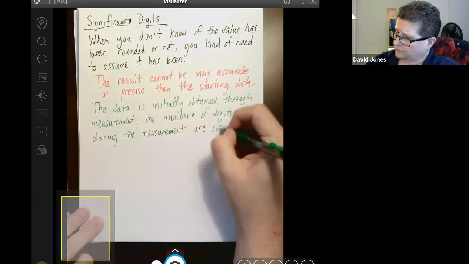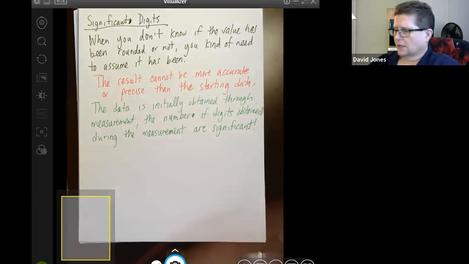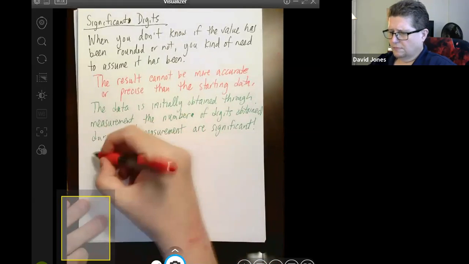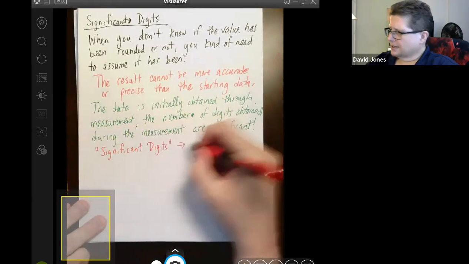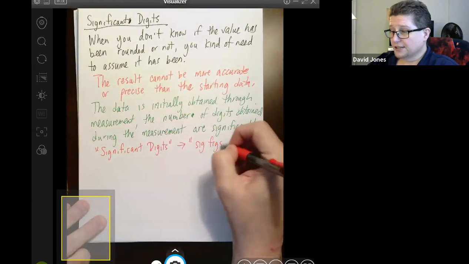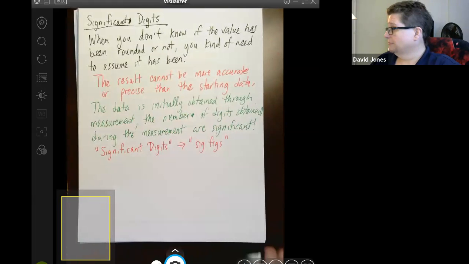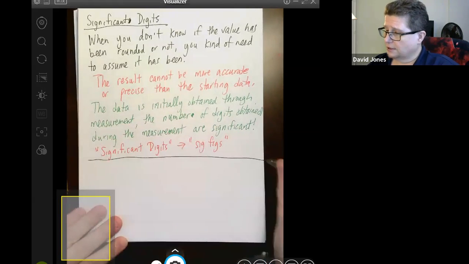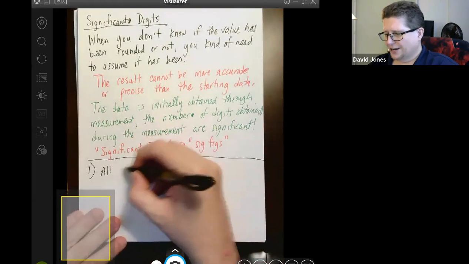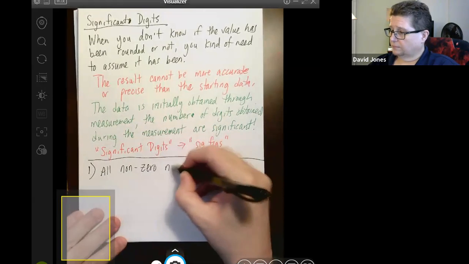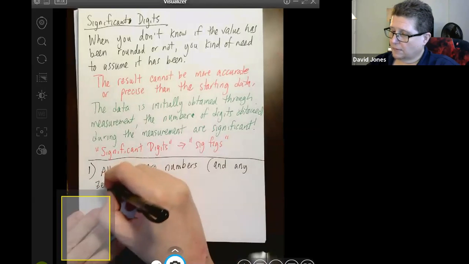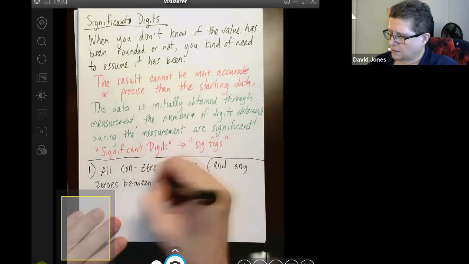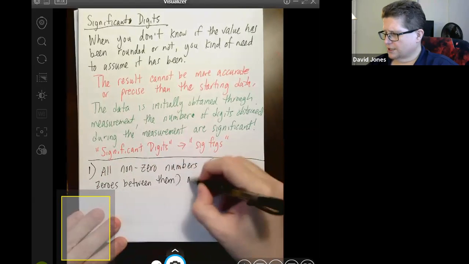They are significant. So the official name is significant digits. Some people say sig figs, like significant figures, because it rolls off the tongue a heck of a lot easier. So what are the rules behind this? So there's some rules. Number one, all non-zero numbers and any zeros between them are significant.